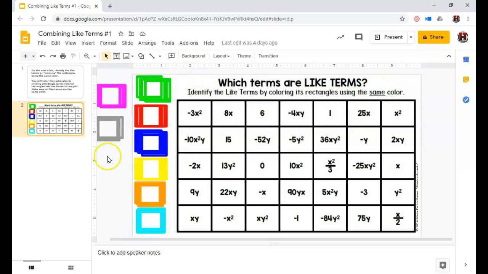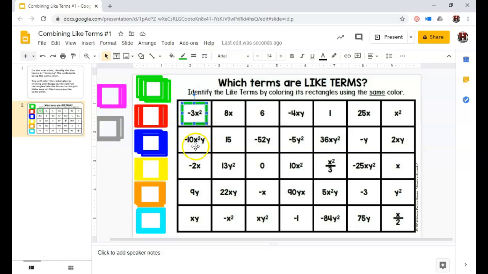You'll notice over here I've made you a bunch of different colored rectangles. So what I would do is I would start up here with this very first term, negative 3x squared. He has a coefficient of negative 3. That is his number part. And he has a last name of x squared. So I'm just going to start with green, and I'm just going to grab that green rectangle and put it around negative 3x squared. Now, anybody who is a like term for him is going to have the same last name. So that means the last name needs to be x squared and x squared only. That is the only thing that will match is x squared.